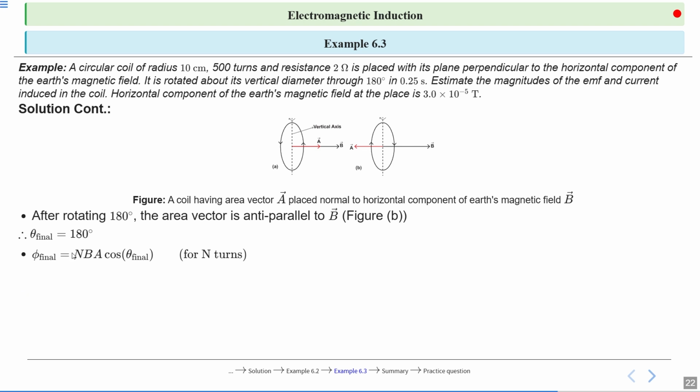So phi final will be equal to NBA cos theta final for n turns. So phi final, magnetic flux final, will be equal to NBA cos 180 degree. Cos 180 degree is equal to minus 1. So it will be minus NBA.